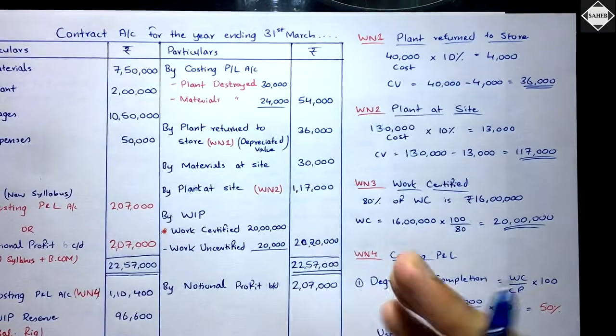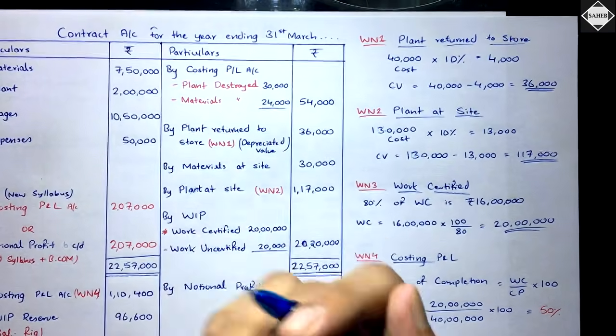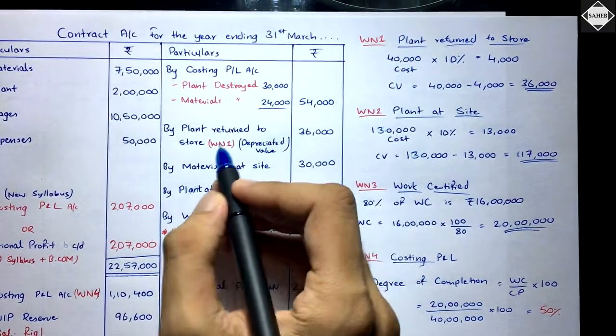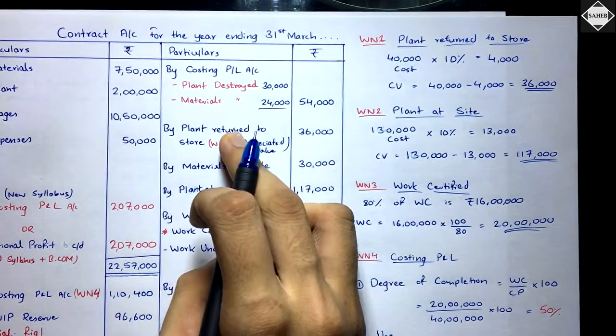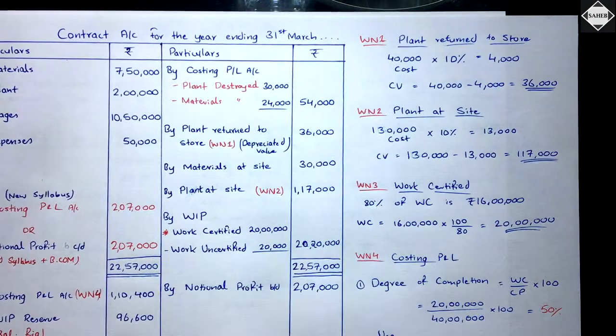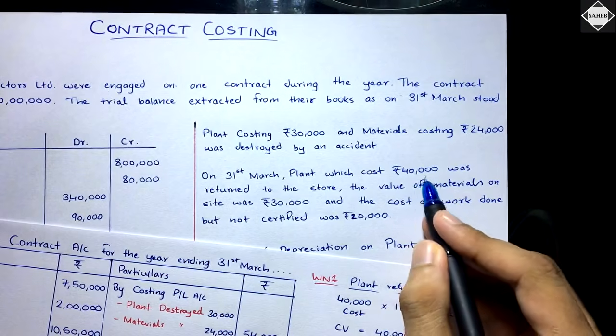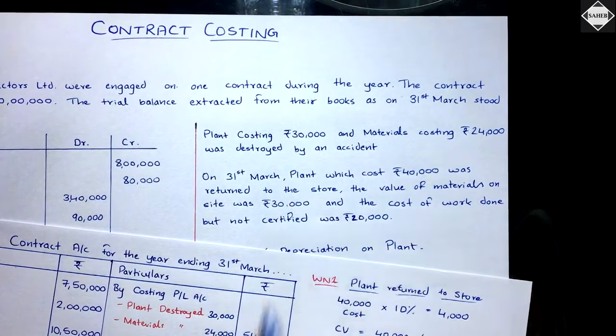So you have to take the written down value, the depreciated value. Plant is being returned to store, but is it returning to the store at cost? No, it is returning at depreciated value, the carrying value after deducting the depreciation. That's what you have to calculate. So how will you do that? Simple. They have said 40,000 cost of plant has been returned to the store.